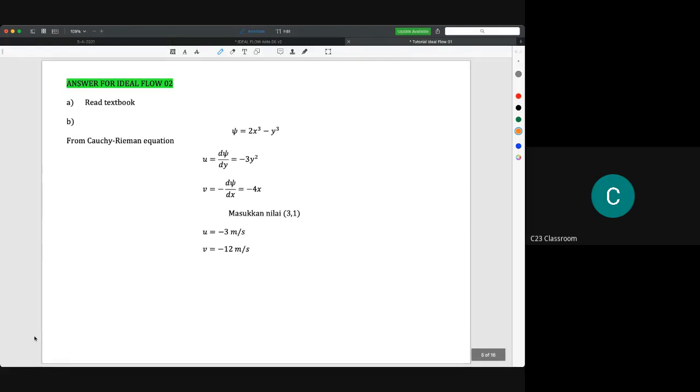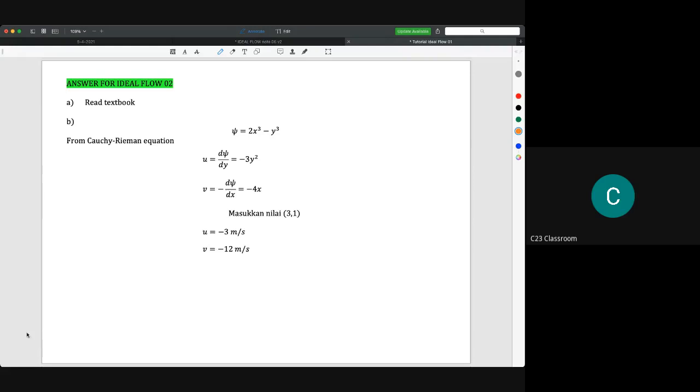So for stream function, I think you could read from your textbook. The idea is that the stream function shows the flow rate. Actually, it shows the behavior of one molecule flowing along its stream path. Okay, so this is the layman term for the stream function.